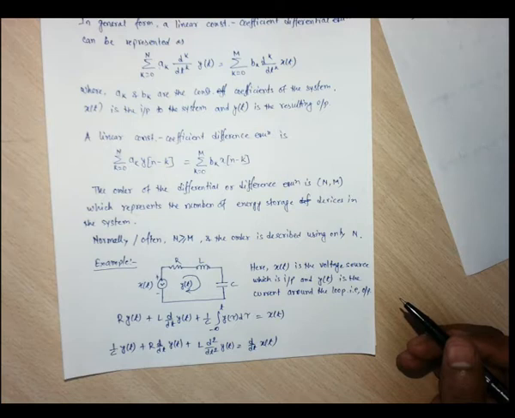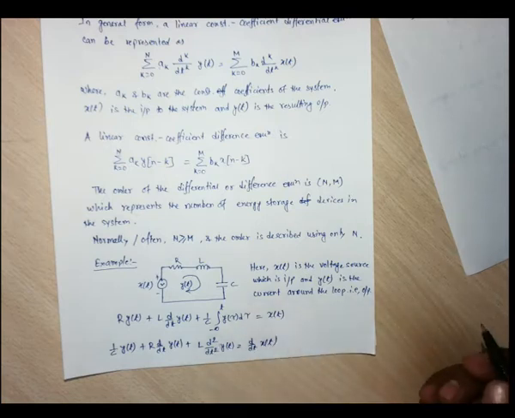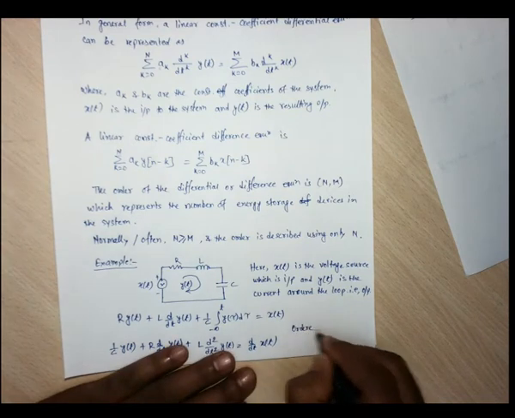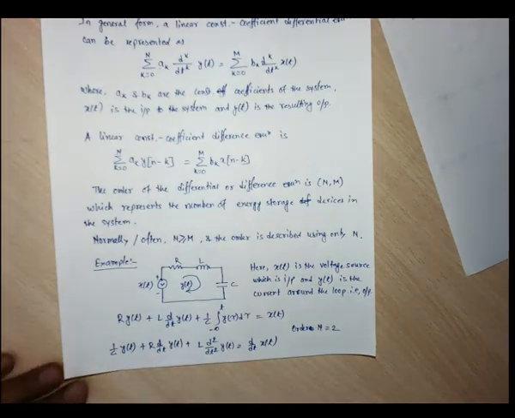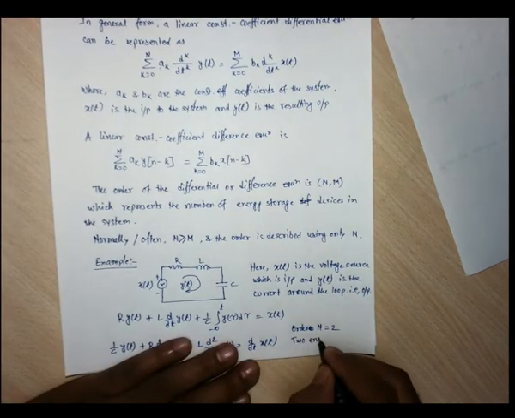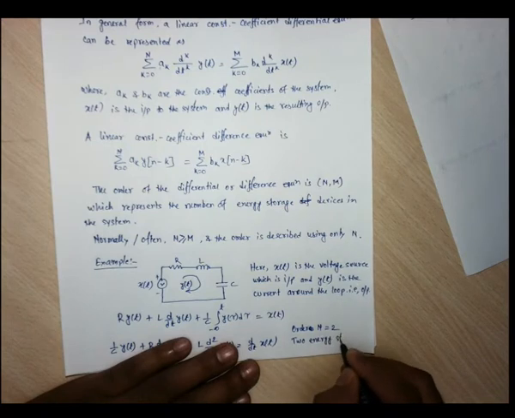Clear? So these energy storage devices are 2. So here the order n is equal to 2, having 2 energy storage devices.